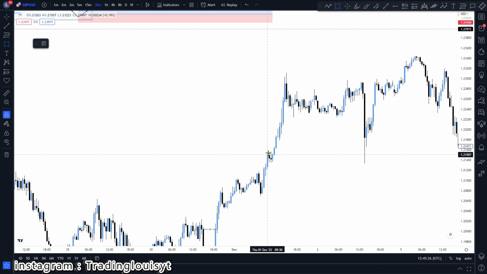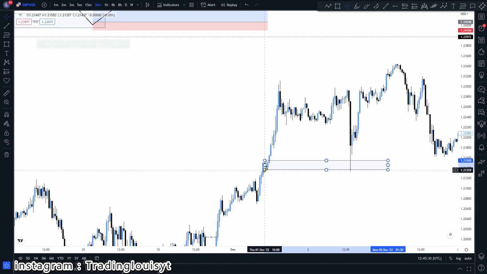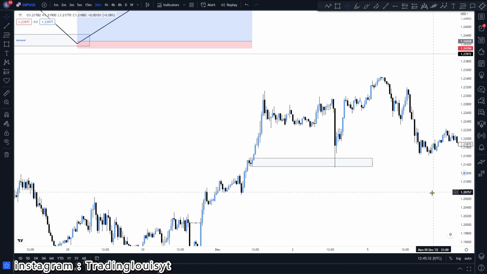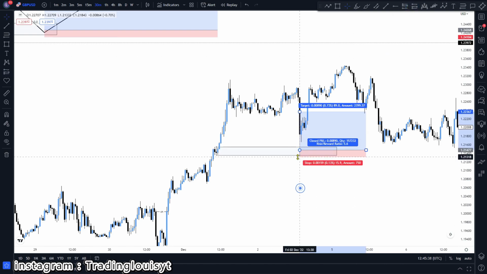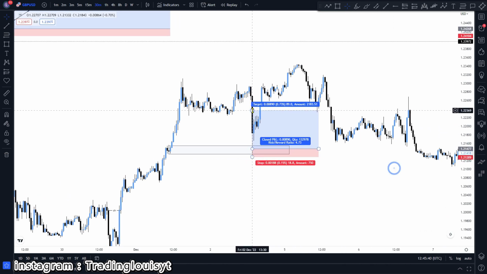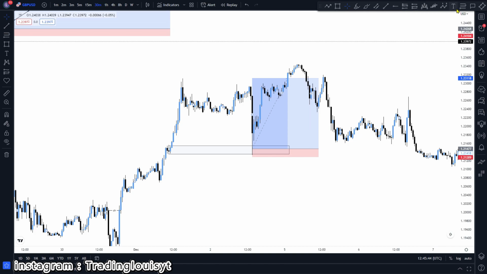So we get a rectangle tool, we mark out a demand zone, we drag it across, price perfectly trades into this demand zone. So this is where we would take the entry of a long position right here, stop loss just below the demand zone, take profit at the most recent high, which would be right here. There we go, and that is the trading strategy.